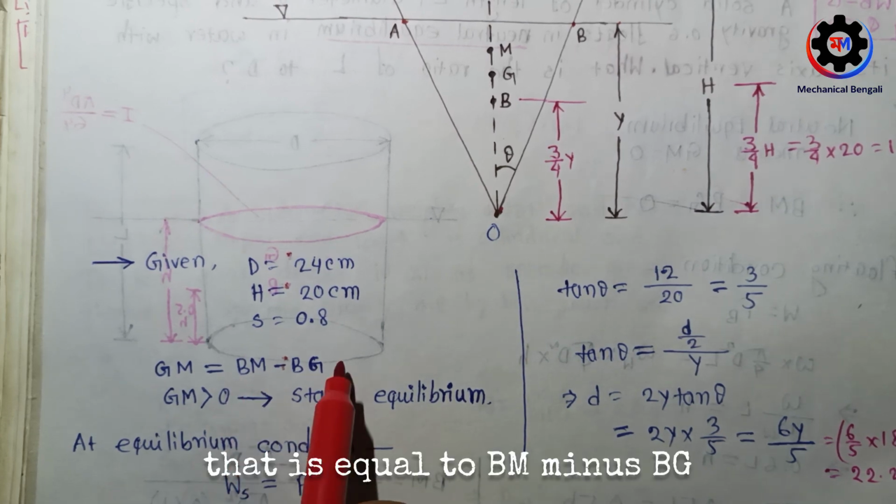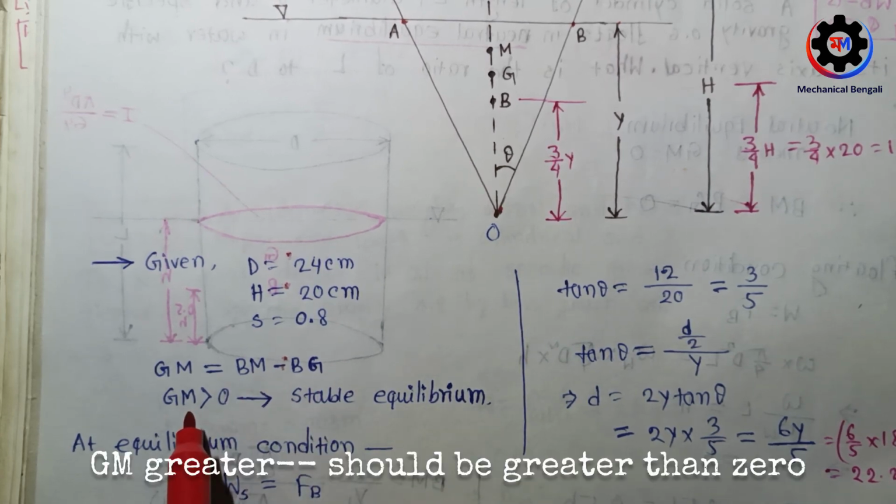If you want to calculate GM, we know that GM is equal to BM minus BG. For stable equilibrium, GM should be greater than 0.